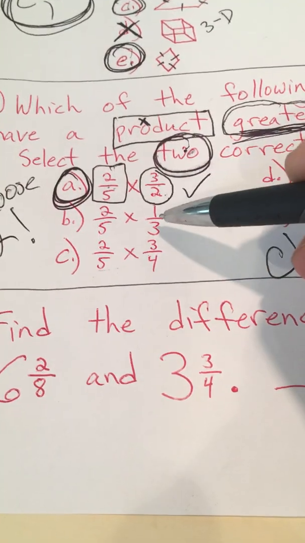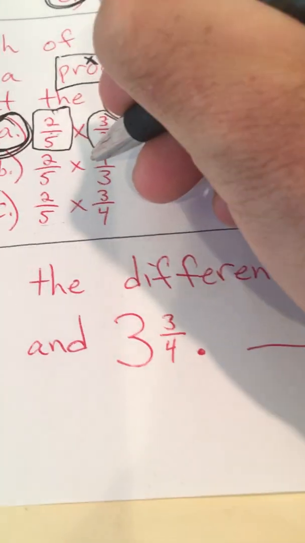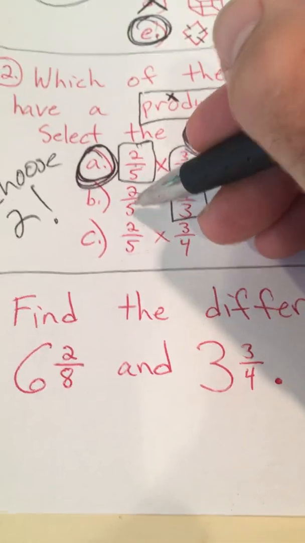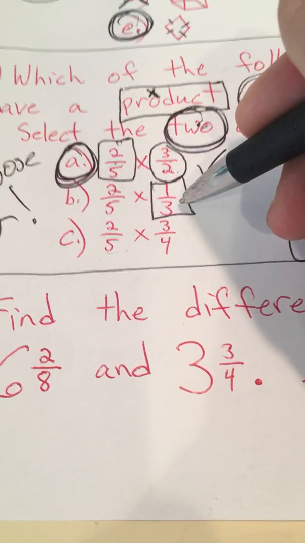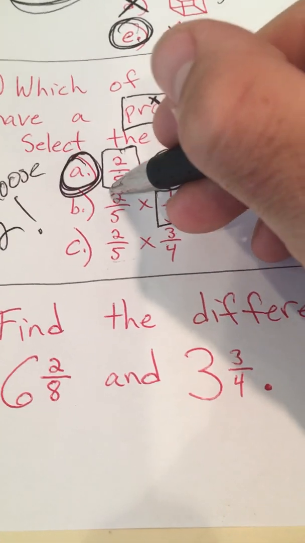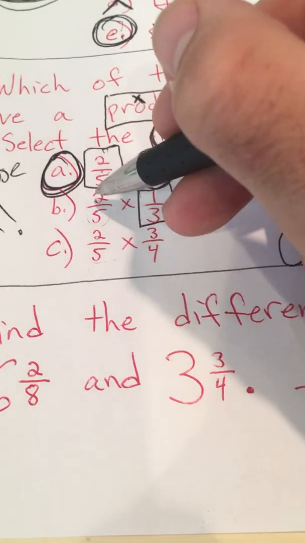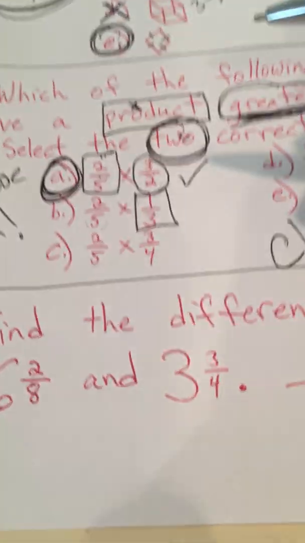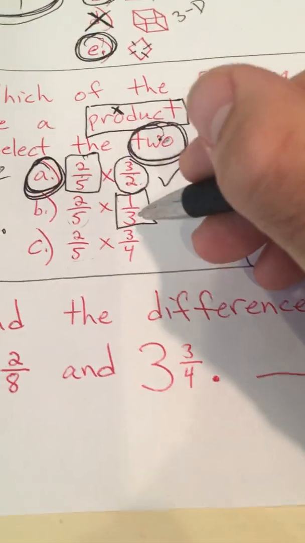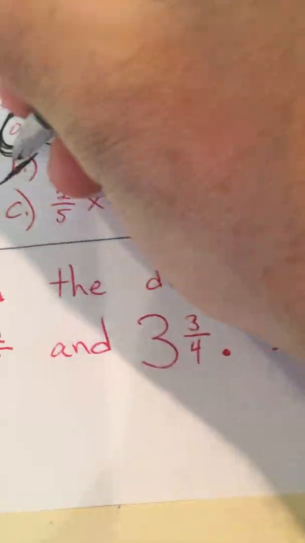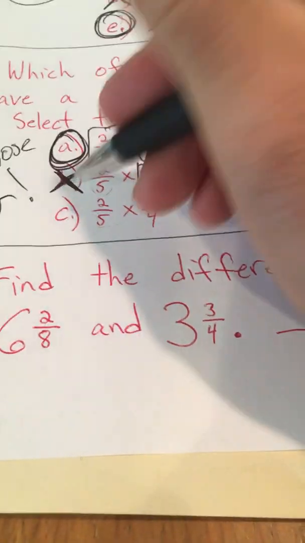Now we have 2/5 times 1/3. Since 1/3 is less than 1, we're multiplying 2/5 times a fraction that's less than 1. It's only 1/3. So it's going to get smaller when we multiply it times 2/5. 2/5 times 1 would be 2/5. So 2/5 times a fraction that's less than 1 is going to be less than 2/5. So B is incorrect.